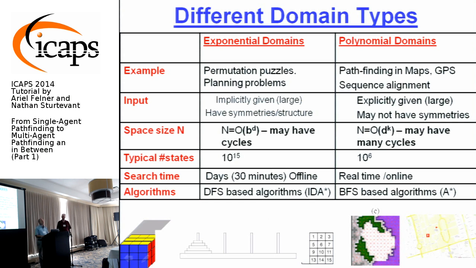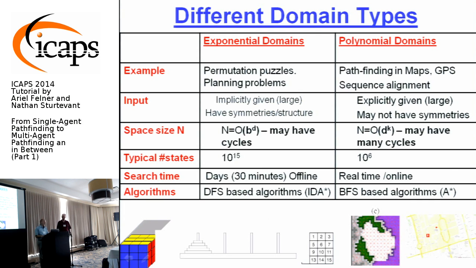As opposed to polynomial domains, even if they do have branching factor of B, because they might have many cycles, if I do this logical breadth first search, then the state space grows D to the K, where K is the dimension of the state space. Like a grid, of course, the dimension is 2. So when I go to depth D, I see D to the K different states. And this, of course, relates to the number of states that I have.